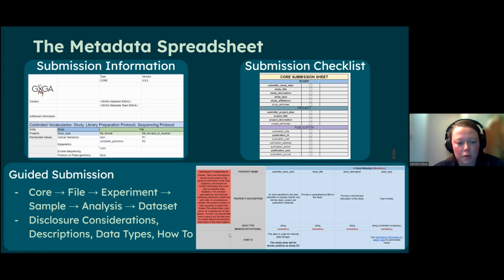In the single sheets, you will also find disclosure considerations, which are always highlighted in red. And here we tell the submitter to please not make up any aliases based on personal information from a data subject. Then you will also find property descriptions for each property. We have a row with the data types we expect under a certain property, and we also included a short how-to. As I said, for the aliases, you will also always find whether this alias will be shown publicly. And for the properties where we have a controlled vocabulary, you will find a link to the submission information to see the list with the permissible values.